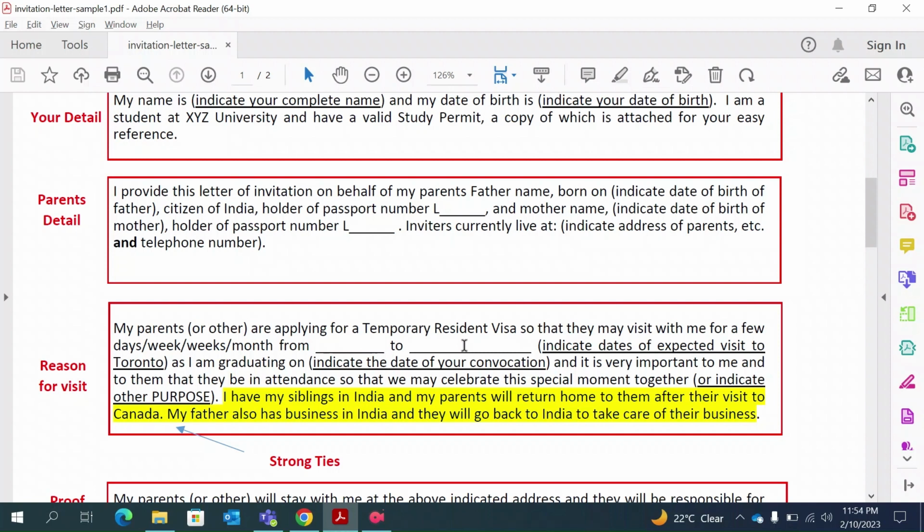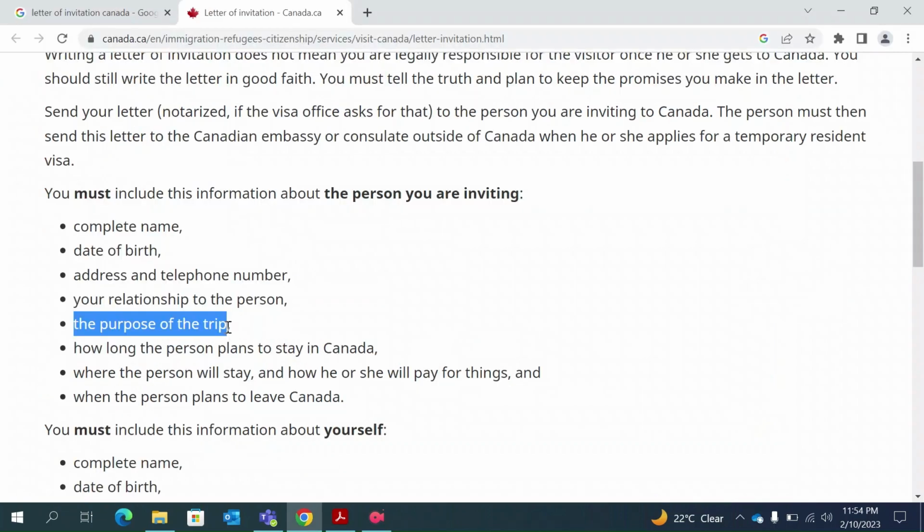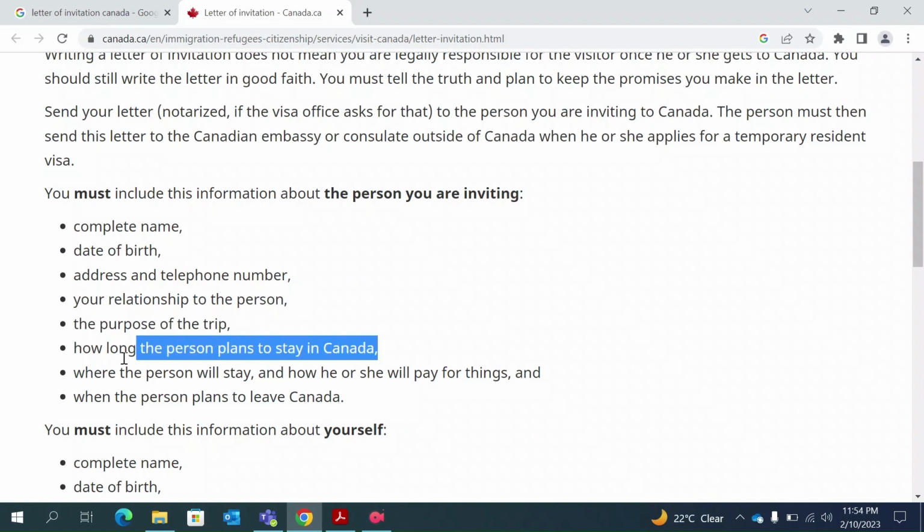Say you just have a newborn baby, so they could come there to visit their grandchildren, and they could even come for general tourism purposes, so that is all right. There could be many reasons. According to your own situation, you should write your reason. So this is also now done, the purpose of the trip, and how long the person plans to stay in Canada.